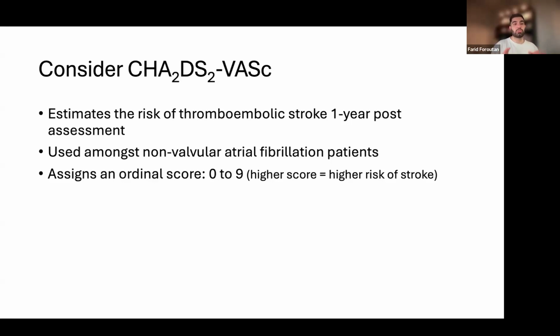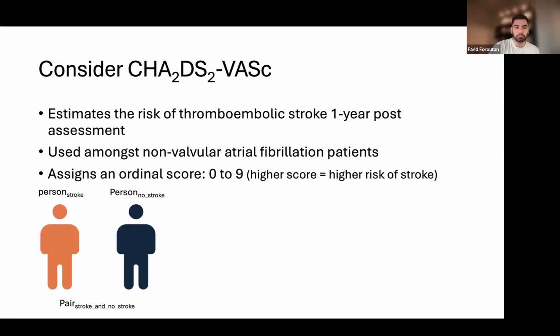And this model is an ordinal score, where depending on the presence or absence of prognostic factors, you can give an individual a score that goes anywhere from 0 to 9, 0 being a very low-risk patient, 9 being a very high-risk patient, meaning that they're the ones who are going to have the highest risk of having stroke in the next year after evaluation.